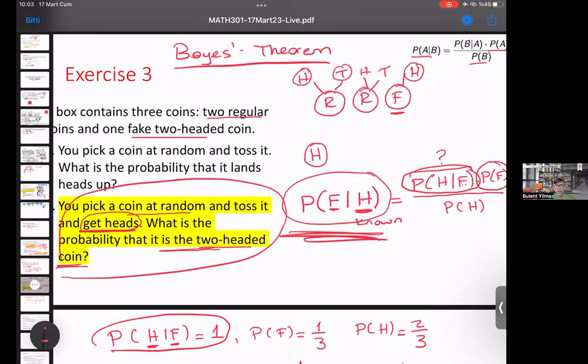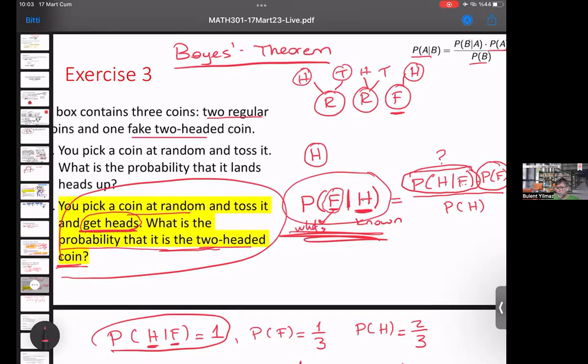That's the main problem that many students might have. You have to write this. How do I write it? Probability that it is 2-headed, so it should come from a fake coin. But what do I know? I know that it is heads. So the known goes here, and the probability question goes here.